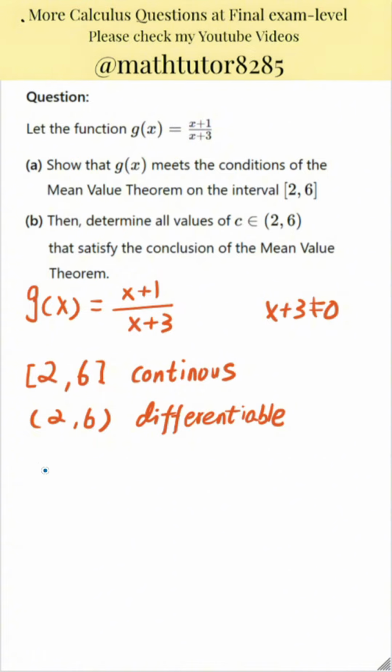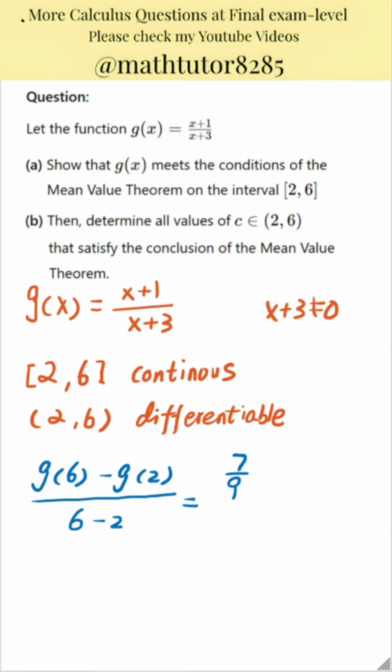Next step is to compute the average rate of change. We now compute the average rate of change of g over the interval from 2 to 6. This means we take g of 6 minus g of 2 and divide the result by 6 minus 2. Let's evaluate the function at both endpoints. G of 6 is equal to 6 plus 1 divided by 6 plus 3, which is 7 over 9. G of 2 is equal to 2 plus 1 divided by 2 plus 3, which is 3 over 5, which simplifies to 2 over 45.